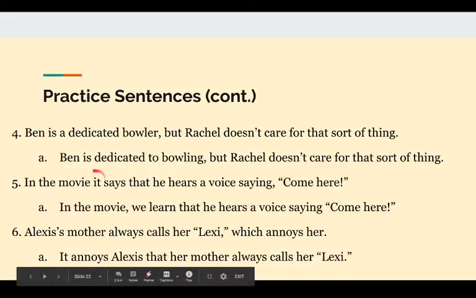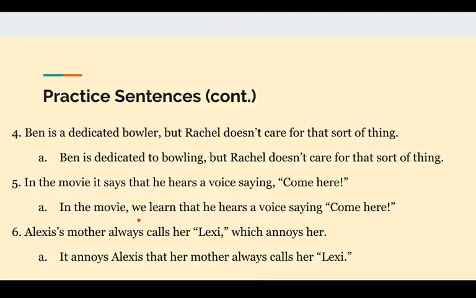Again, it here doesn't really refer to anything particular. So in the movie, comma, we learn that he hears a voice saying, come here. It's also just a shortened sentence. It doesn't look like it because it's tabbed, but usually if we just shorten the sentences with these vague and ambiguous errors, we can kind of find an easy way to solve the problem.